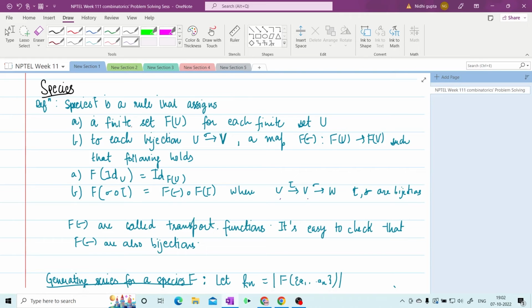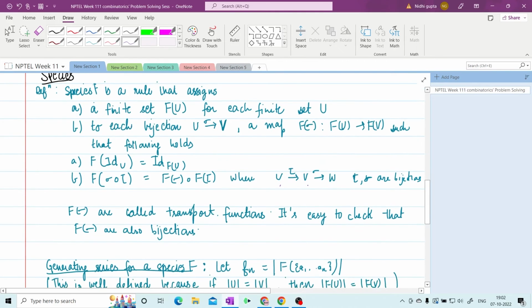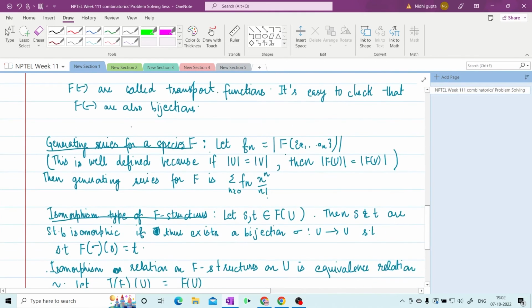So what is a species doing? We are assigning a set to each finite set, and we are assigning a bijection to any bijection between finite sets. Now the generating series for a species f is defined as follows.